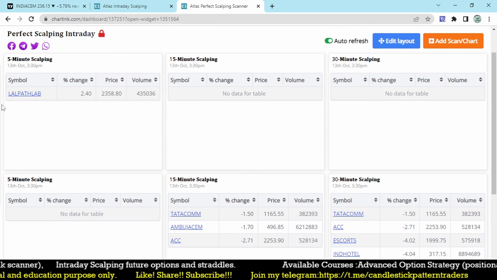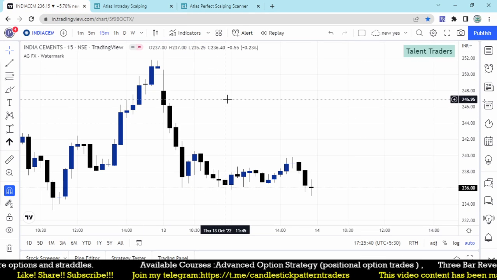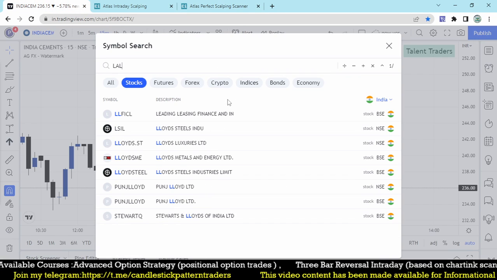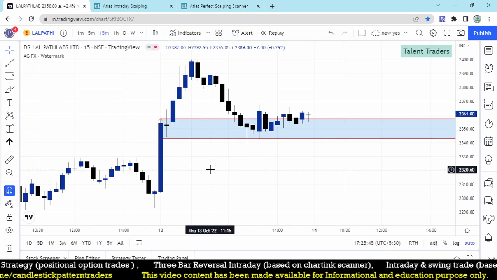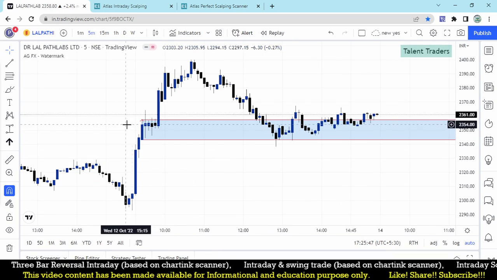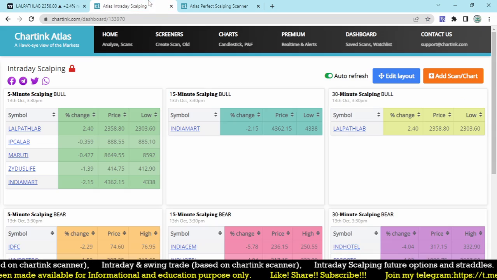And in 5 minutes only the Lal Path. Let's look at Lal Path Lab on a 5-minute chart. Even a very small number of stocks. That worked well, it gives you 1:2. And let's look at that.